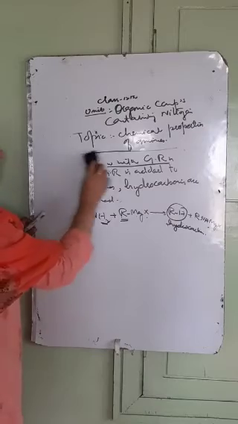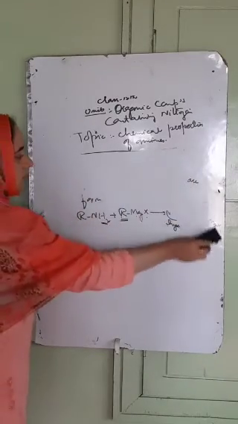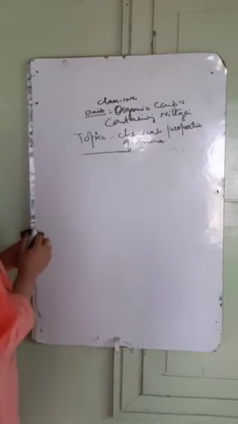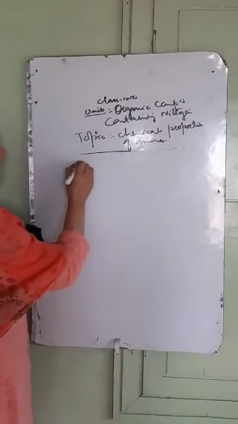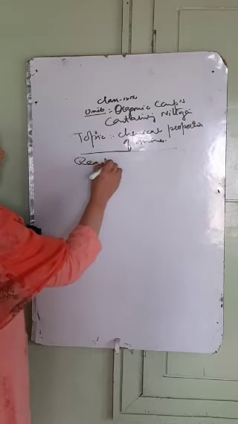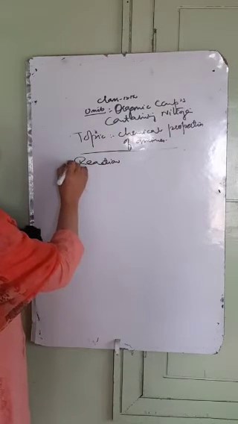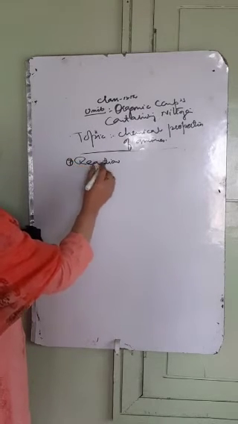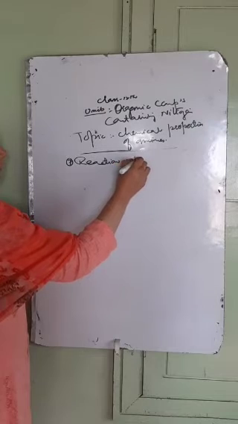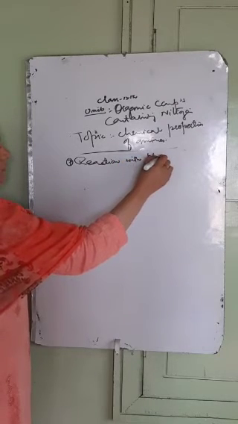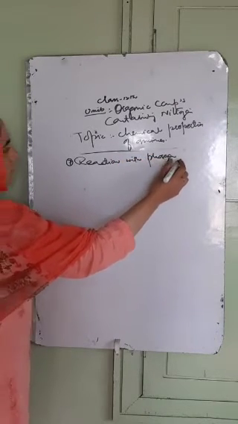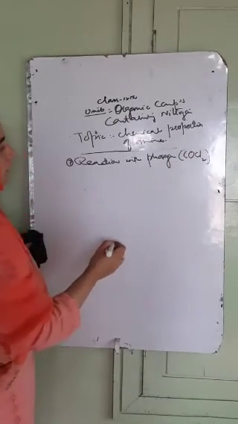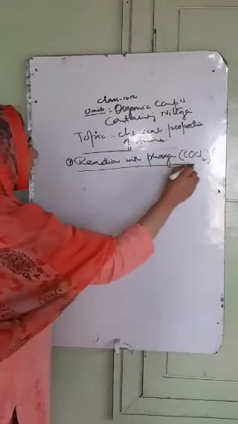Now we have the reaction with phosgene. Reaction of amines with phosgene. It is perhaps the 7th reaction. Reaction with phosgene. The formula of phosgene is COCl2, carbonyl chloride.